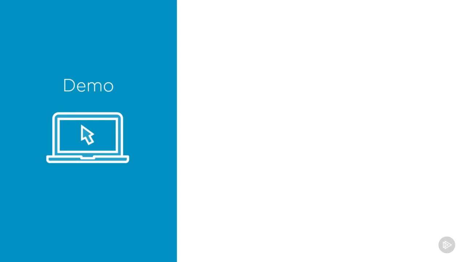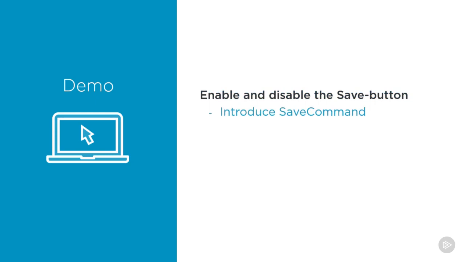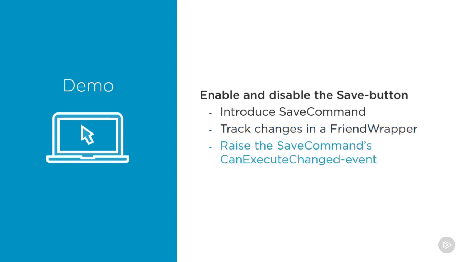This demonstration is all about enabling and disabling the Save button in the friend storage application. Only if the user has changed a friend, I want to enable the Save button. Else, the Save button should be disabled. So to test and implement this logic, we will introduce a save command in the friend edit view model and we will track changes in a friend wrapper. You will also learn how to raise the save command's CanExecuteChanged event and how to test this. Okay, so let's start now with the introduction of the save command.